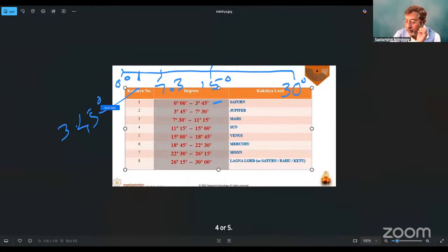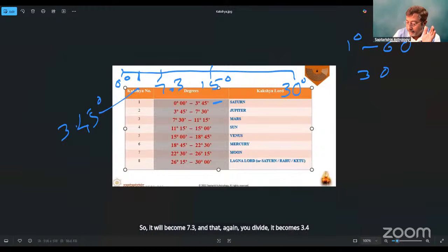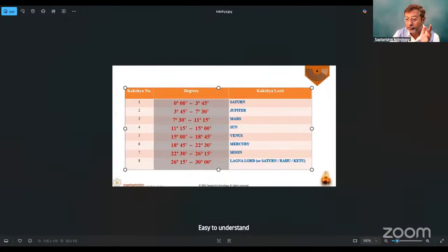3.45. So 30 degree divided by 2, 15 degree. 15 degree divided by 2, instead of 7.5, you take it 7.3, because 1 degree is 60 minutes, so 60 divided by 2 is 30. So it will become 7.3, and that again you divide, it becomes 3.45. Easy to understand, everybody, or should I repeat it again?